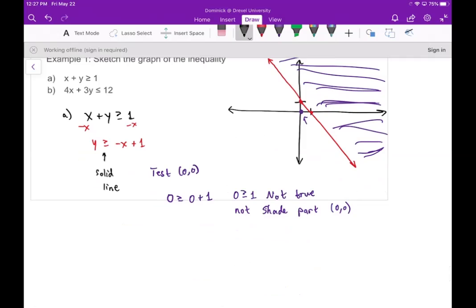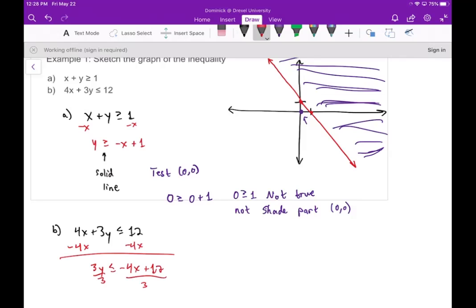In part B, we have 4x plus 3y less than or equal to 12. Again, I want to get y by itself, so we'll subtract 4x, and I get 3y is less than or equal to negative 4x plus 12. If I divide by 3, I get that y is less than or equal to negative 4 over 3 x plus 4.